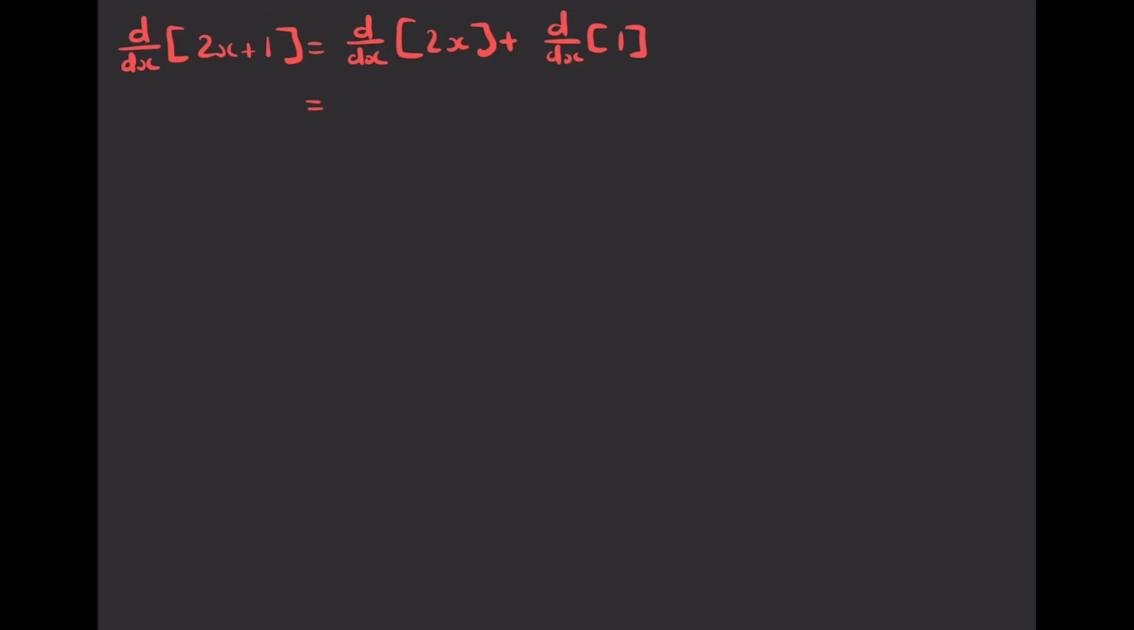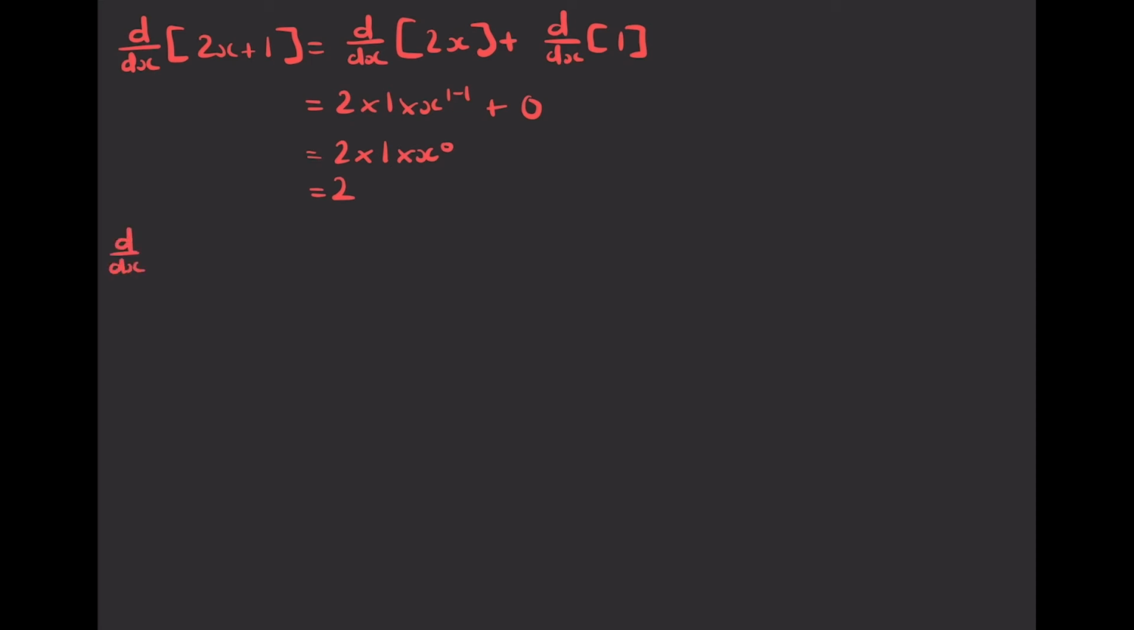So this will simply equal 2 times 1 times x to the power of 1 minus 1 plus 0, since it's a constant term, which is equal to 2 times 1 times x to the power of 0, which is equal to 2.